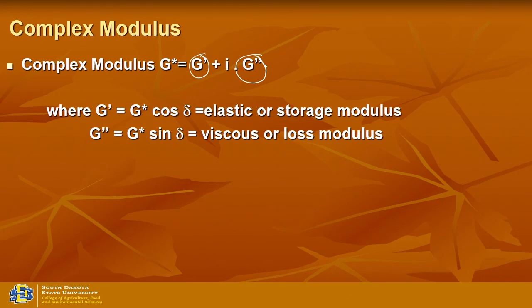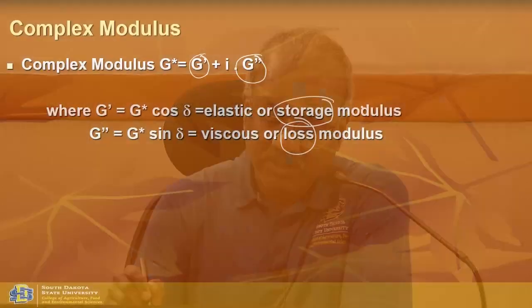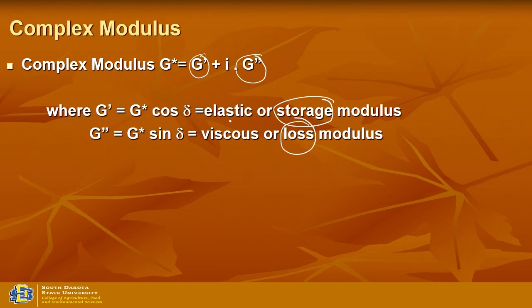Sometimes they also call the elastic part the storage modulus, and the viscous part the loss modulus, because if it is a purely elastic material, you can store all the energy, nothing is lost. That's why it's called storage modulus. Elastic modulus or storage modulus. For viscous, it is viscous modulus or loss modulus. Real part is recoverable, imaginary part is lost. That's why it is loss modulus, and G prime is the storage modulus.